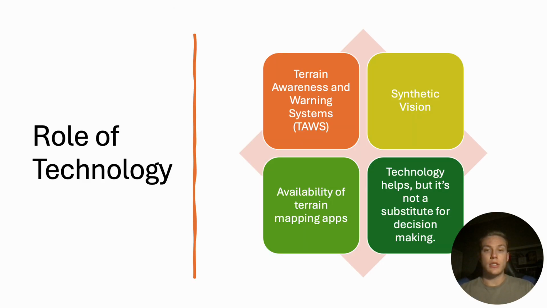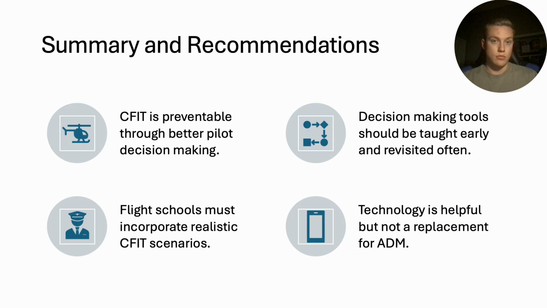Technology can also assist in preventing CFIT, especially systems like terrain awareness and warning systems, TAWS, and synthetic vision. While these tools are becoming more available in general aviation, they require pilots to remain engaged and interpret warnings correctly. Over-reliance on automation without solid judgment still leads to accidents.